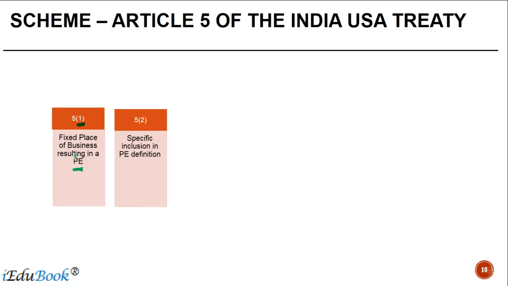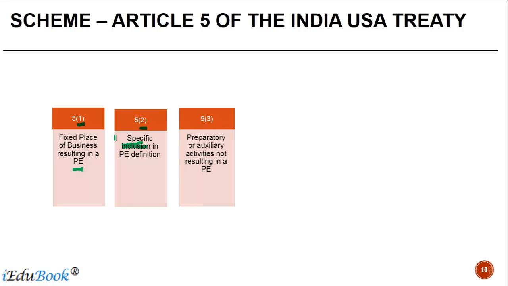Then paragraph 2 will tell you what all is specifically included in the PE definition. Right? But since I use the word included, it obviously implies that there could be other things which are also there and which will constitute a PE in addition to what is specifically mentioned.